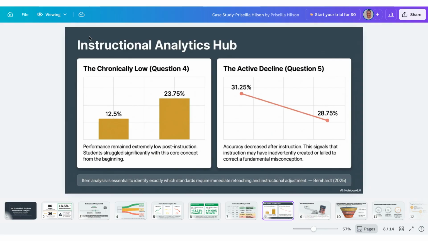Continuing on with the instructional analytics hub, this focused on the highest needed area, which was question four, which remains chronically low at 23.75% accuracy. And even more concerning was question five, where accuracy decreased after instruction. So Bernhardt 2025 highlights that this type of item analysis is essential to identify exactly which standards require immediate reteaching.